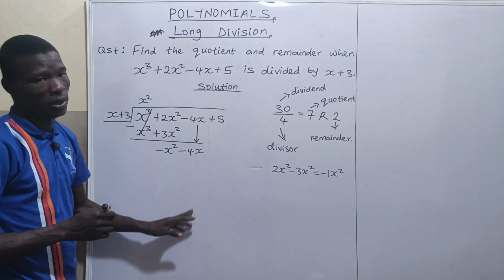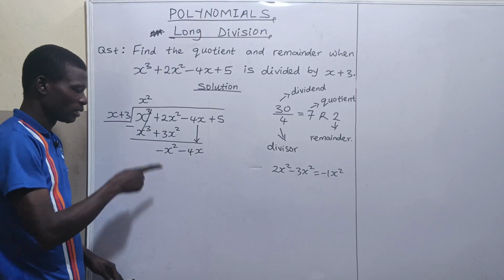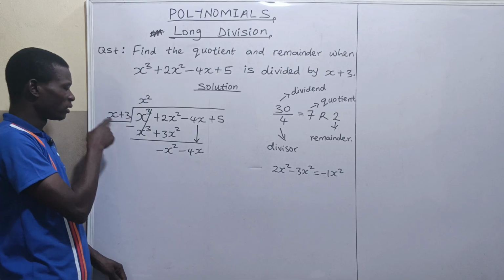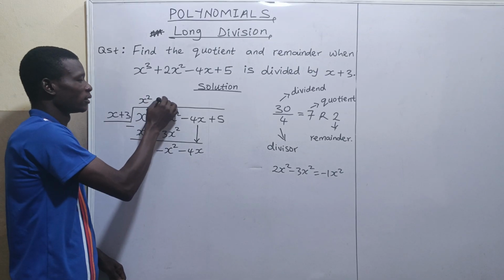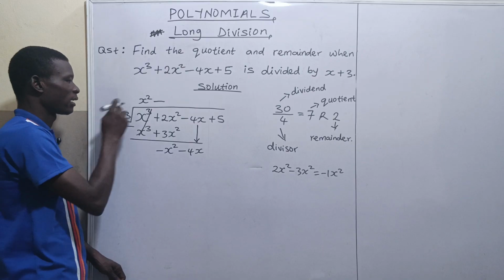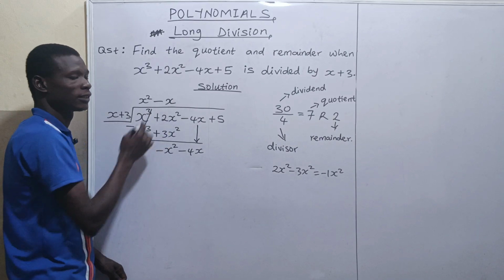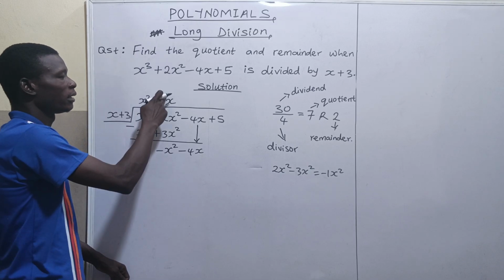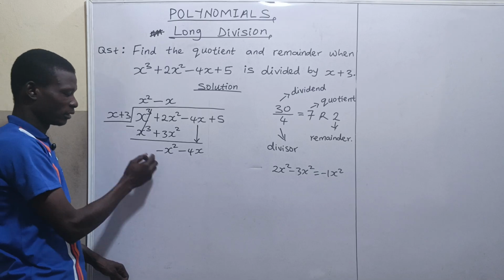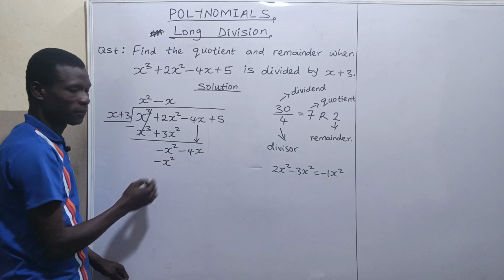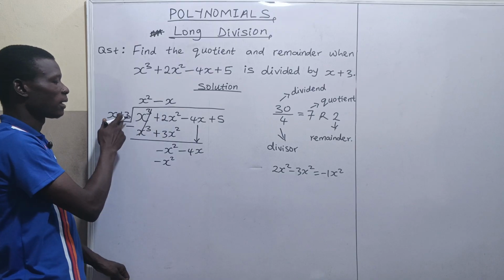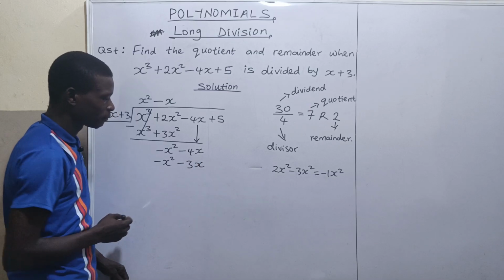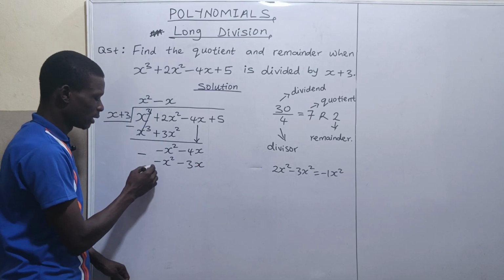Once we bring this down with our arrow, we go with our division again. Negative x squared divided by positive x, minus divided by plus would be minus. X squared divided by x will give us x. Then we'll go through our round of multiplication again. Negative x multiplied by positive x will be negative x squared. Negative x multiplied by positive 3 will give us negative 3x. After that, we subtract.